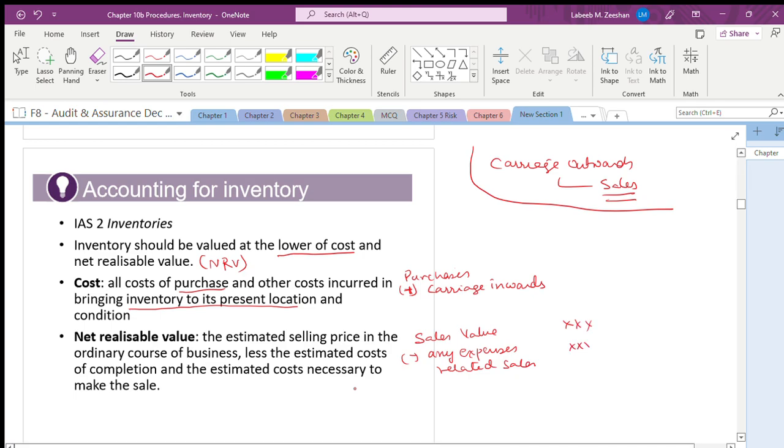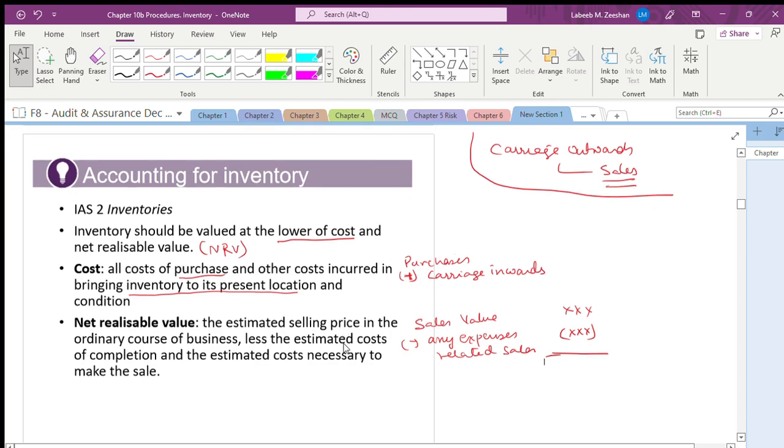I don't know whether you have covered these concepts or not. Very specifically, are there any expenses related to sales? When you want to sell something, you will give some promotion, you will give some ads. Definitely those expenses have to be deducted. That is the reason we call it net realizable value.